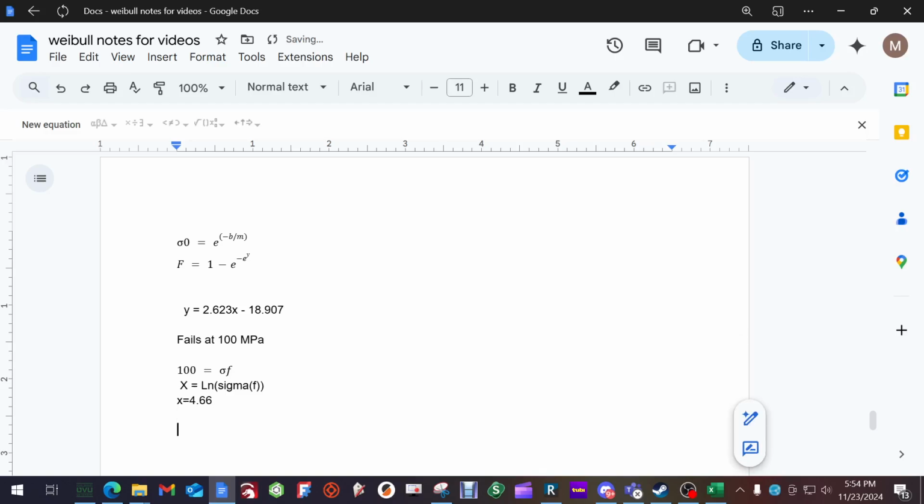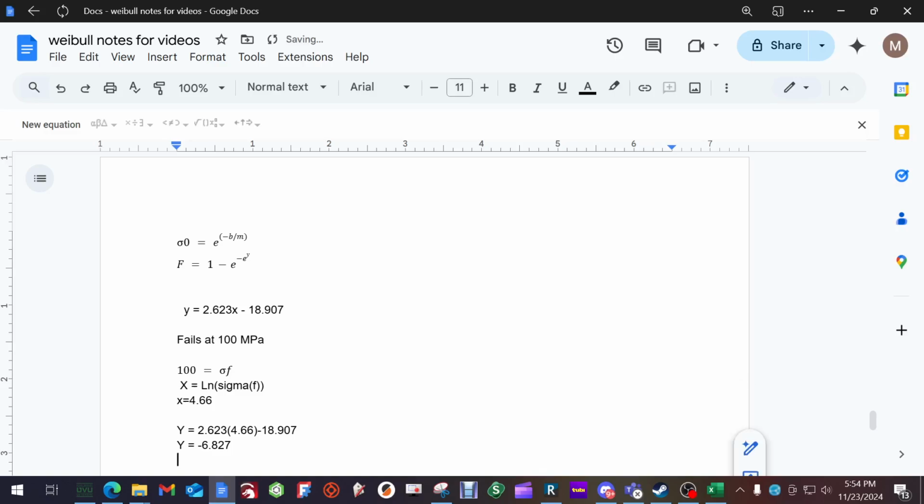Well, we know we have y is equal to 2.623x, where a number next to a letter means multiplication. So let's plug in 4.66, because that's what x is, and then minus 18.907, so that y is equal to, right now, negative 6.827. Okay, perfect. Now what do we do?